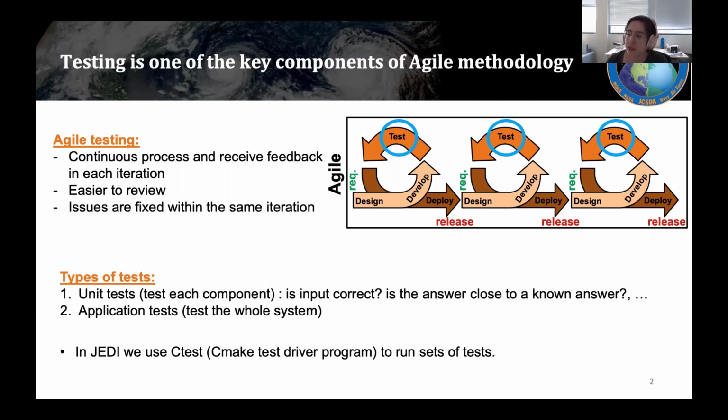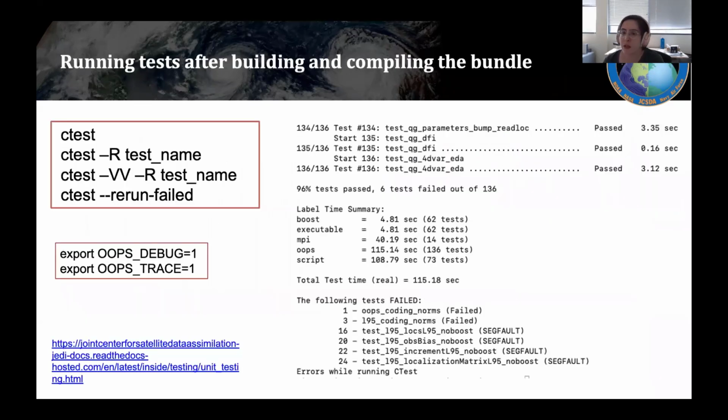So in JEDI, we use CTest, which is CMake's test driver program, to run our tests. You basically run the tests after you build and compile the code in the previous practicals. Here I'm just reviewing the commands that you can use to run these CTests, and you can refer to this slide later to remember these commands.